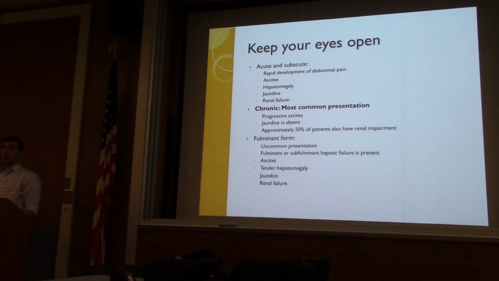The problem is that most patients with Budd-Chiari syndrome present with the chronic presentation, and they get ascites, they may not even get jaundice, and approximately 50% have renal impairment, possibly due to preload, possibly due to development of hepatorenal syndrome. That's the most chronic presentation, and the liver could be non-tender. Then fulminant is also very uncommon, and that one is tender because it's complete failure of the liver.